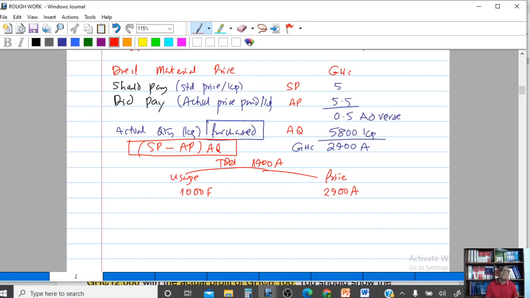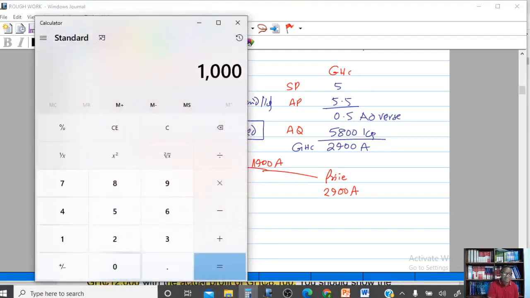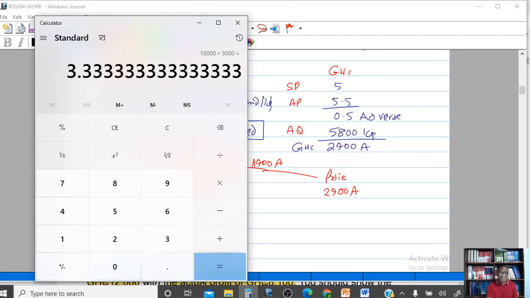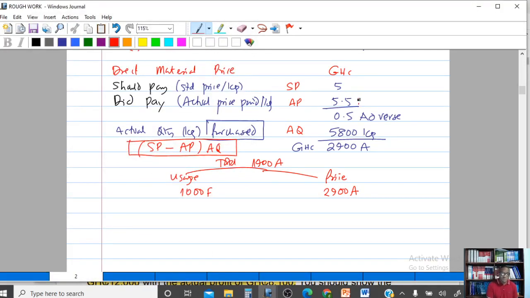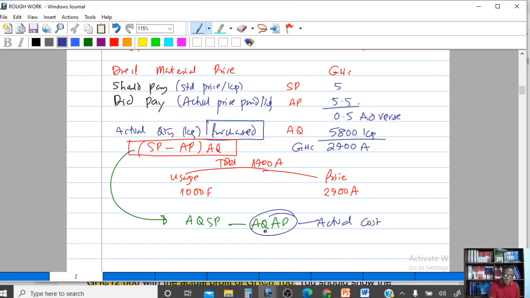Now the trouble with this particular formula, particularly for the price, is sometimes you might have a recurring number. And what I mean by a recurring number is, assuming I spent 10,000 for 3,000, you're going to get 3.333, and sometimes you struggle to know at what point you cut them off. But the other way around it is, if I take this, for example, I can expand this to be actual quantity, standard price, actual quantity, actual price. Now don't forget that this bit here is the actual cost.